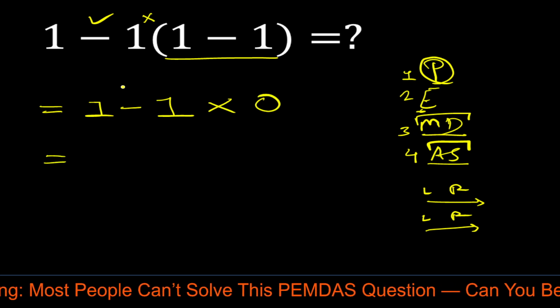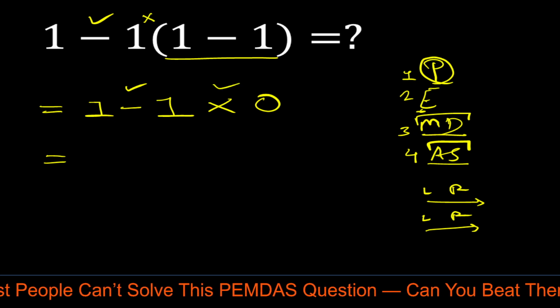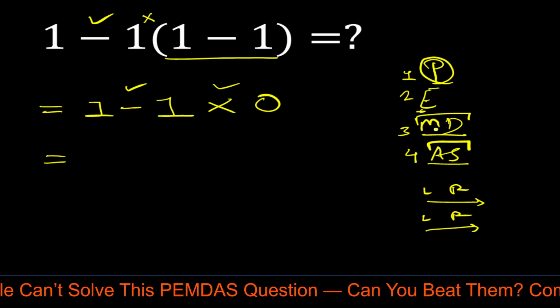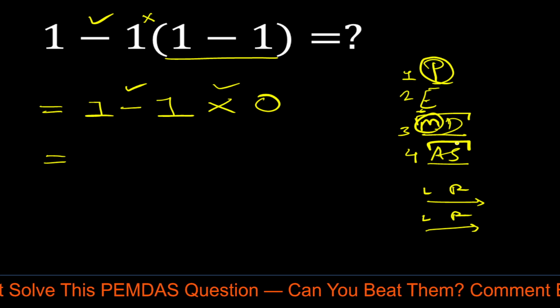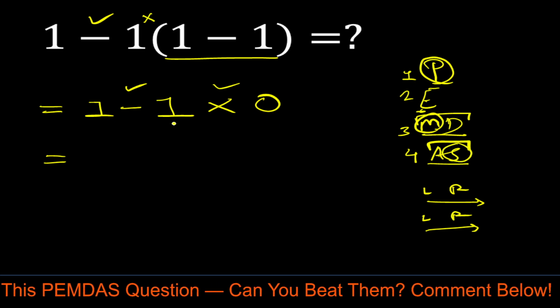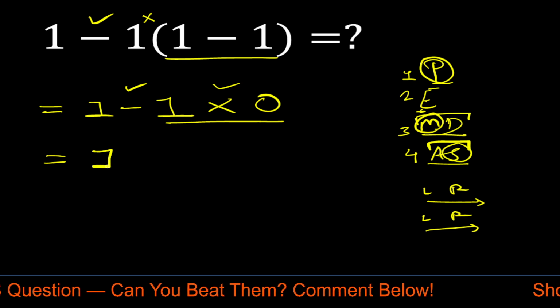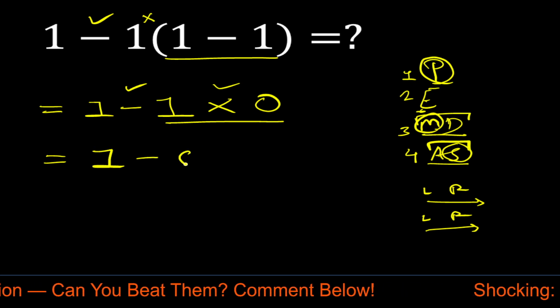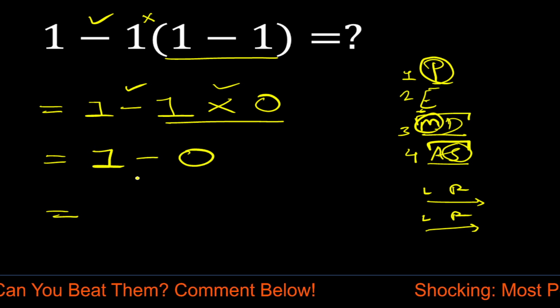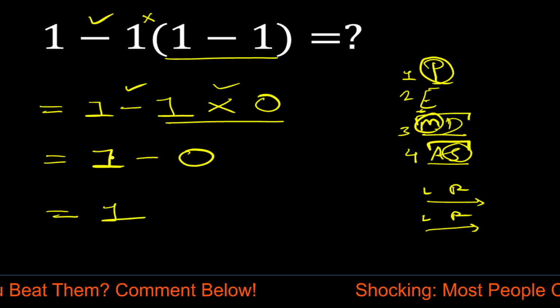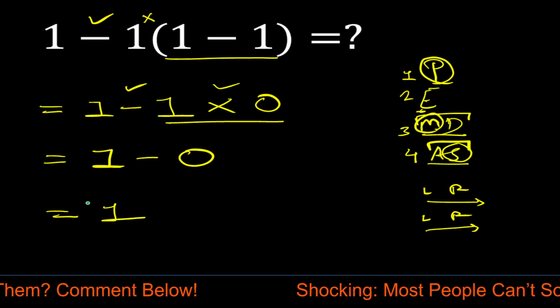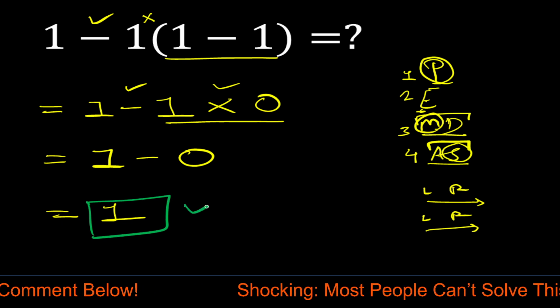So now here we have subtraction and here multiplication. So according to PEMDAS rule, first we have to solve multiplication. Then we have to solve subtraction, right? So first we have to solve this multiplication. So 1 minus, now 1 times 0 is equal to 0. So 1 minus 0 is equal to 1, right? So the correct answer is 1.